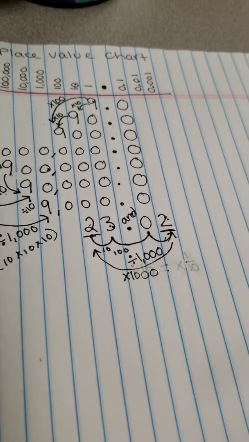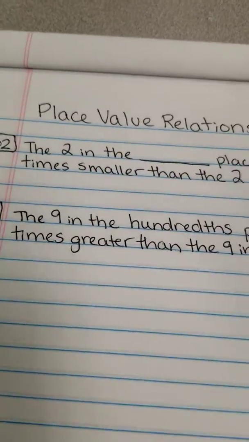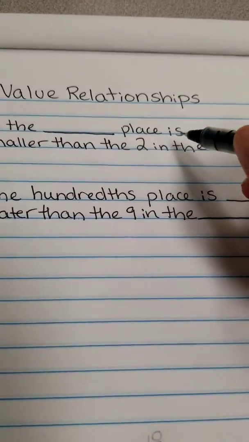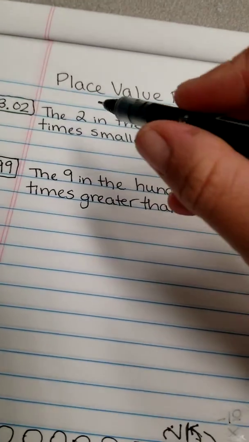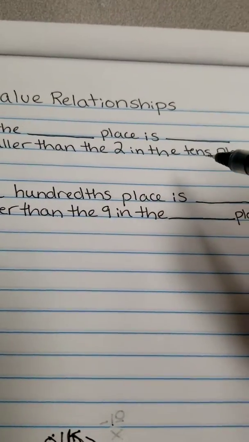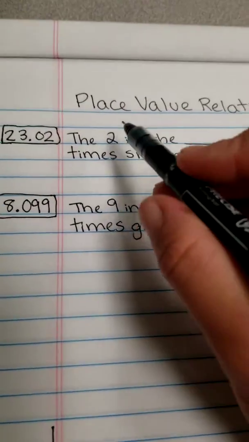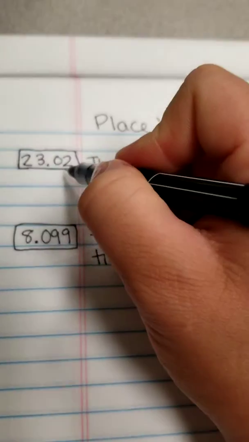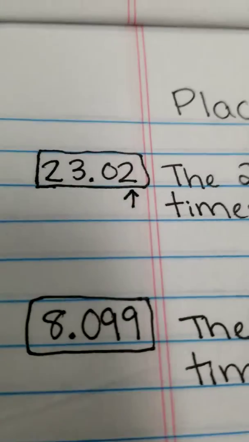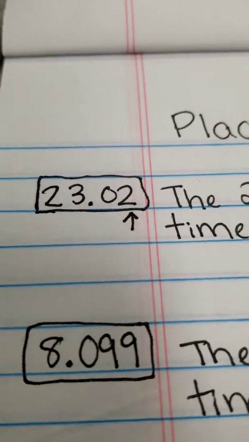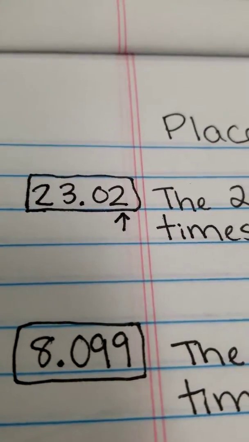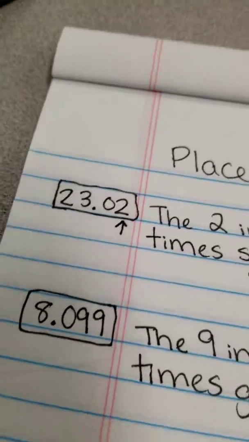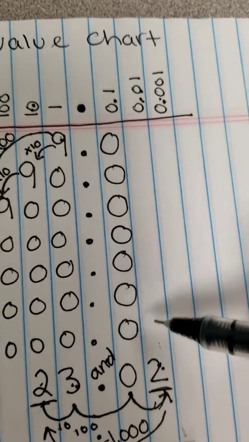So I'm going to use that to help me answer this problem. The 2 in the blank place is blank times smaller than the 2 in the tens place. Okay, so we're talking about a 2, and we're talking about it being smaller. Well, this is going to be my smaller 2 because it's the furthest one over on the place value chart. So I know that I can find the place value of that 2 looking at my place value chart. It's a 2, and it's in the hundredths place.